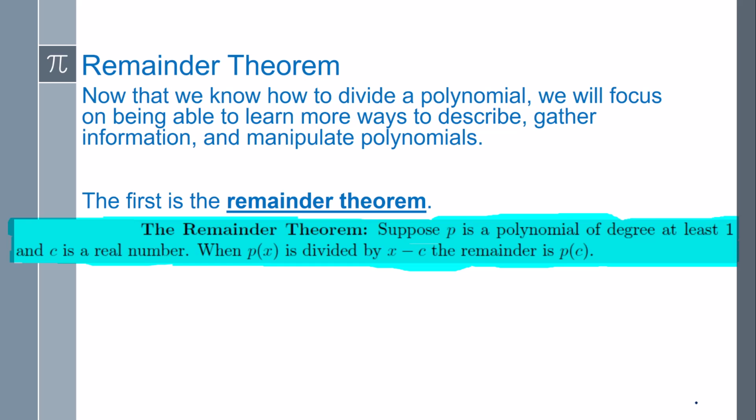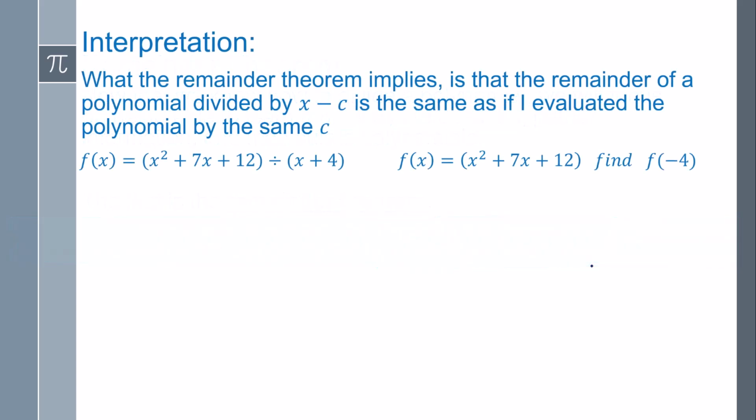Now it states, suppose you have a polynomial p of degree at least 1 and c is a real number. When your polynomial is divided by a factor of x minus c, the remainder is the same as if you just took that c value and plugged it in. Now this is what I mean. So let's look at it in a problem here.